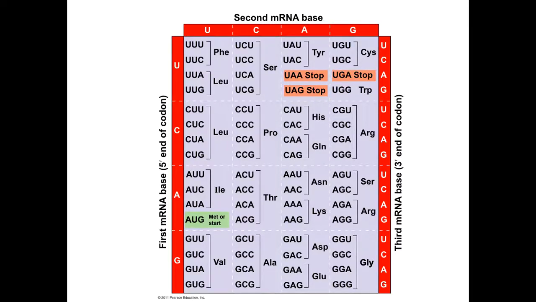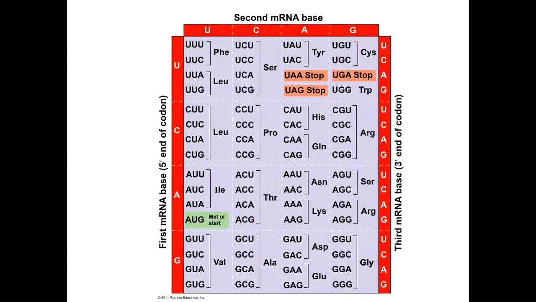This whole process is made possible by something called the genetic code. The genetic code is what your body uses, and specifically what your tRNAs use to interpret a 3-base codon and translate it into a protein or an amino acid. And you can see here that this is an illustration of the genetic code.